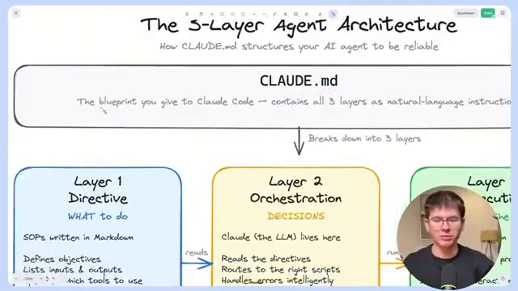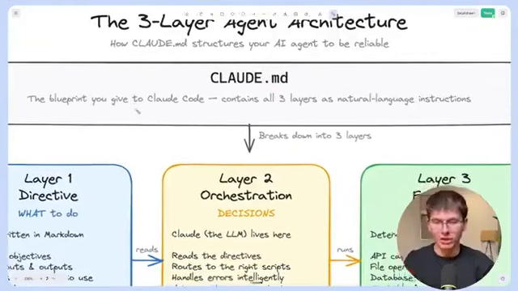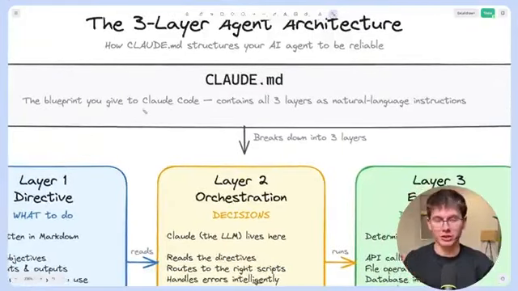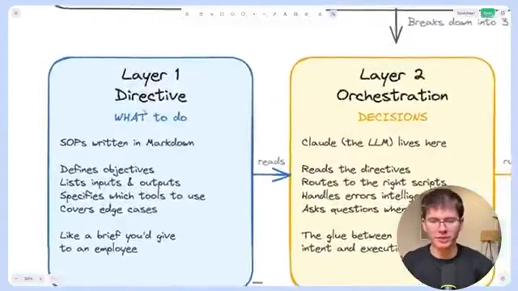This right here, I can think of it as a blueprint that you give to Claude Code, and it contains a 3-layer architecture, a 3-layer structure that Claude Code needs to use to be able to then build these things and store all the files in the same place. The first layer is the directive. So this is what to do.